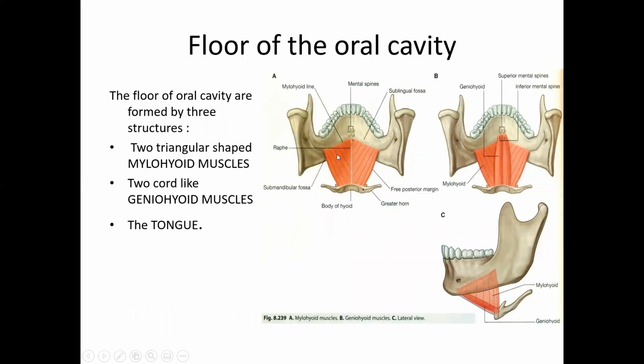Again, the floor of the oral cavity is made up of the mylohyoid muscle. The mylohyoid muscle is the diaphragm between the oral cavity and the rest of the neck muscles, like the suprahyoid muscles and infrahyoid muscles. So this mylohyoid muscle separates the rest of the suprahyoid muscles from the oral cavity. This is the muscular diaphragm formed by the mylohyoid muscle. Just superior to the mylohyoid muscle, we have another muscle, the geniohyoid. Just superior to the geniohyoid, we have the tongue. So these three structures make the floor of the oral cavity: the mylohyoid, then the geniohyoid, and the tongue.